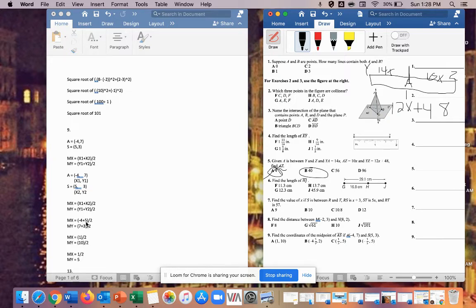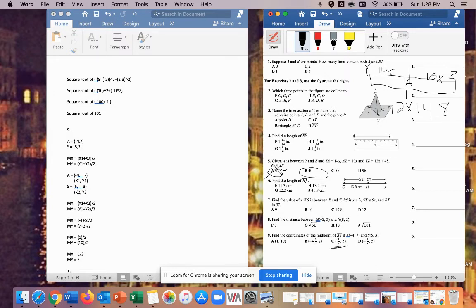So negative 4 plus 5 divided by 2. My y1 is 7, and my y2 is 3. So divide those by 2 after I add them together, and eventually it's going to come out to negative 4 plus 5 equals 1. Divide that by 2, you're going to get 1/2. 7 plus 3 equals 10. Divide that by 2, and you're going to get 5. All right, so 1/2 and 5 is the correct answer, which in this case would just be C.